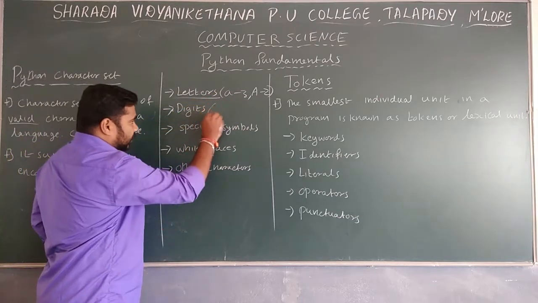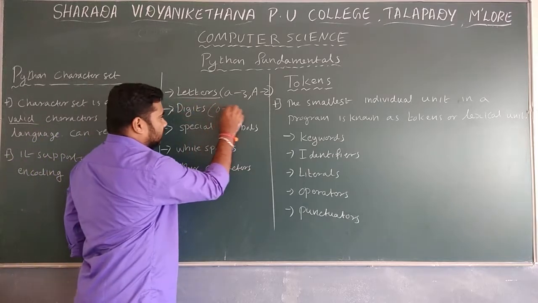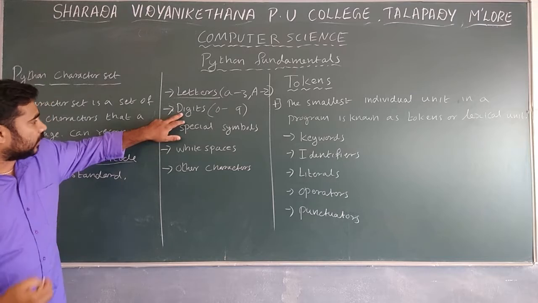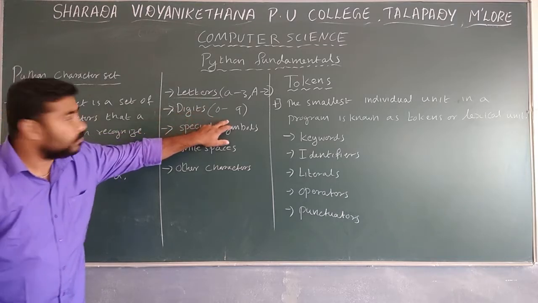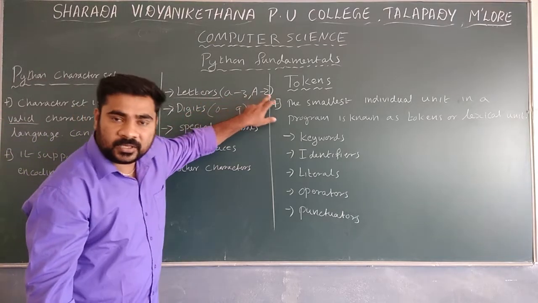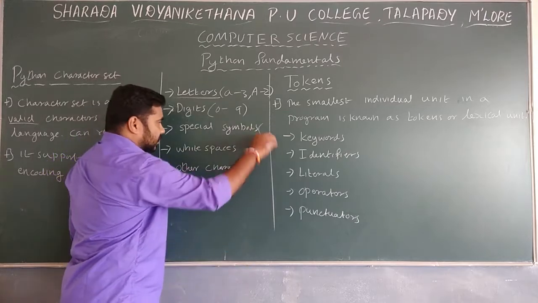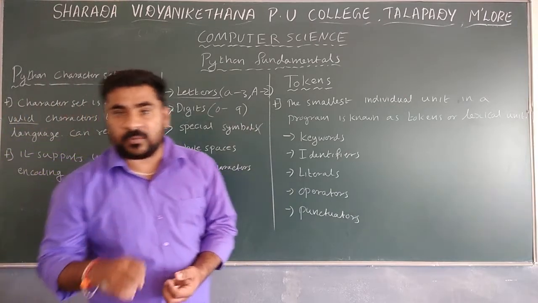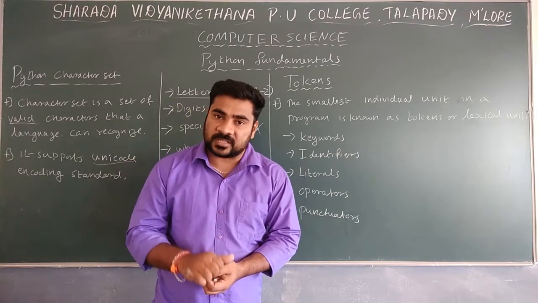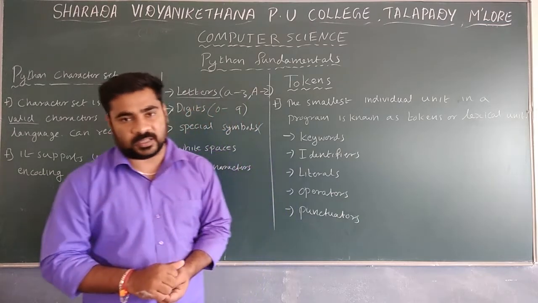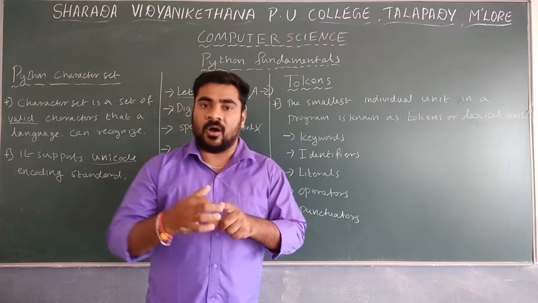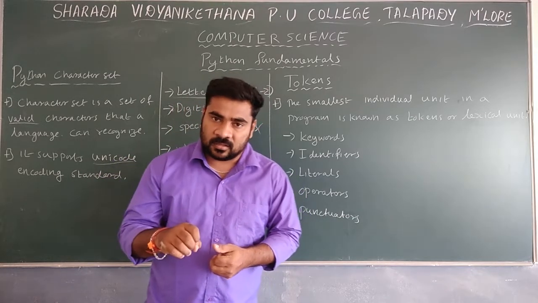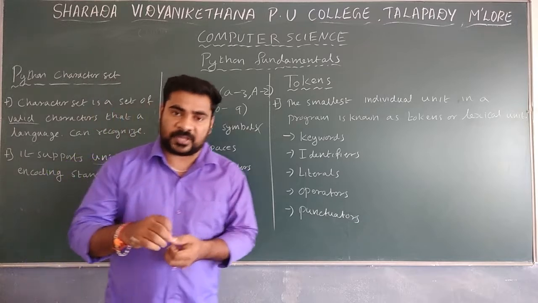The next one, digits. The digits 0 to 9, all the numbers can be recognized by the programming language. Python can recognize 0 to 9 and also small a to z and capital A to Z letters. Next, special symbols. All types of special symbols which are available on the keyboard are applicable in Python. You can use comma, dot, hyphen, plus, minus, everything. All special symbols and punctuators are available.